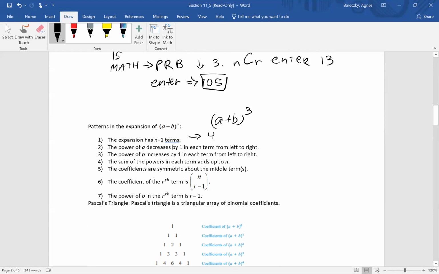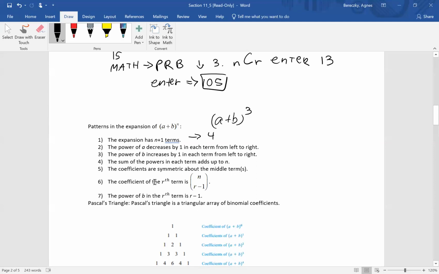The power of a decreases by 1 in each term from left to right. The power of b increases by 1 in each term from left to right. The sum of the powers in each term adds up to n. The coefficients are symmetric about the middle terms.